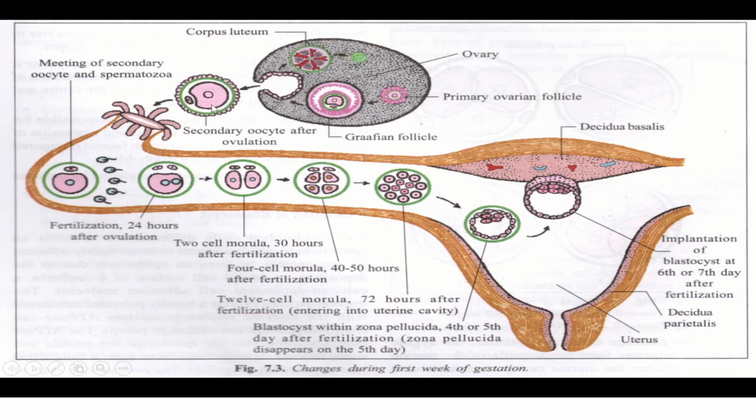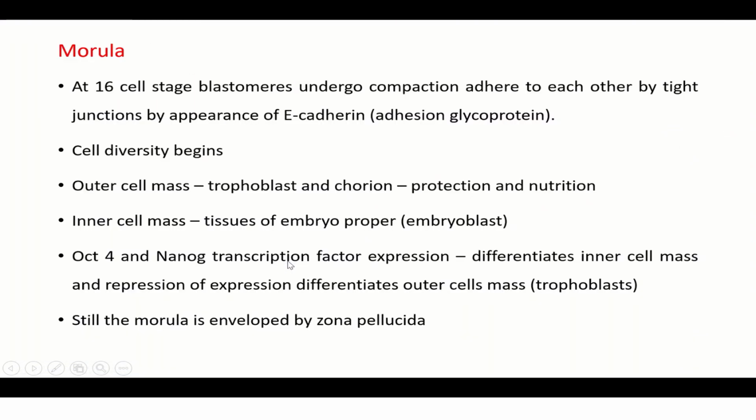You can see here the rupture of the ovarian follicle, release of the secondary oocyte, and fertilization. You can see the male and female pronuclei and the two polar bodies. You can see the first cleavage division completed, the 2 cell stage, the 4 cell stage, and the 12 cell stage at 72 hours. You can see the 4th or 5th day, and by the 6th day implantation is taking place.